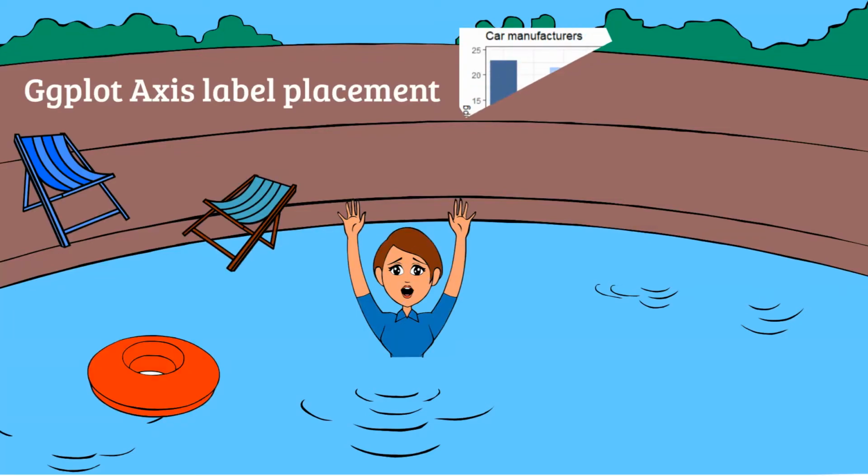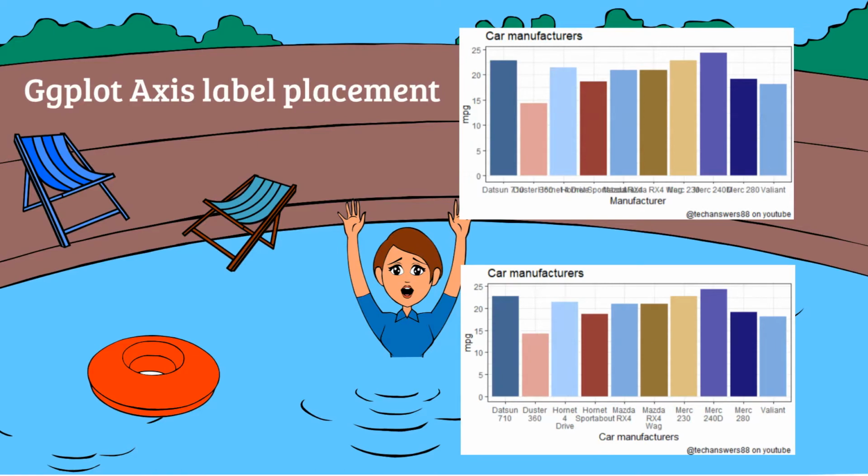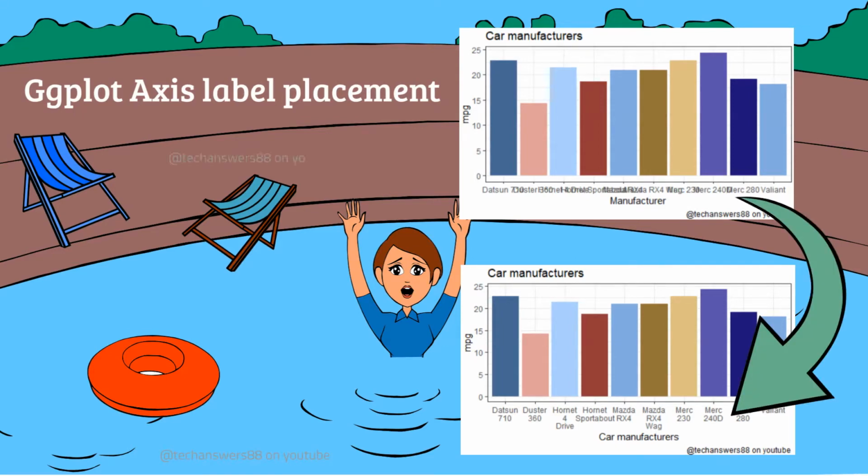In this video we will discuss some axis label placement techniques, which will help you draw great ggplot charts. Can you see the chart at the top right-hand side of the screen? You will notice that the x-axis labels are very crowded and are not legible. The chart at the bottom has the x-axis labels nicely placed, and the longer text has been wrapped to multiple lines. Let's discuss these tricks to help make you great charts.